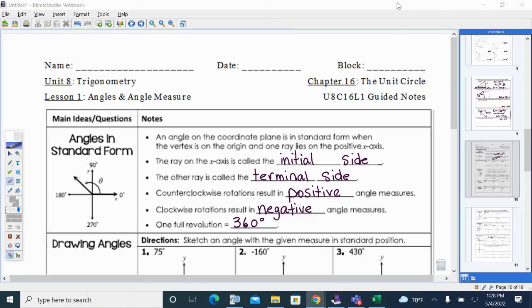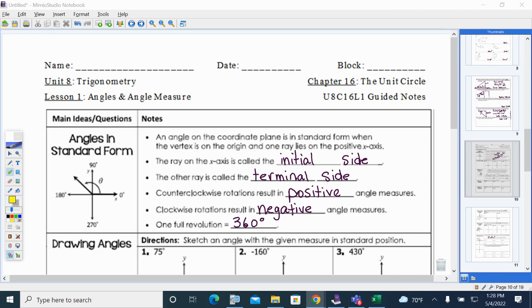This video is on Unit 8 on Trigonometry, Chapter 16, the unit circle, Lesson number 1, Angles and Angle Measures. In your notes here for angles in standard form, the first bullet says that an angle on the coordinate plane is in standard form when the vertex is on the origin and one ray lies on the positive x-axis.